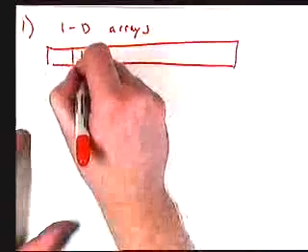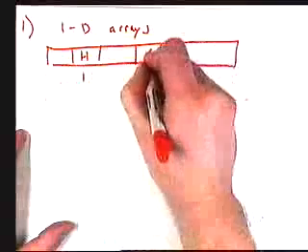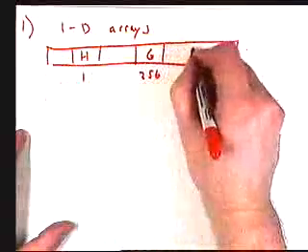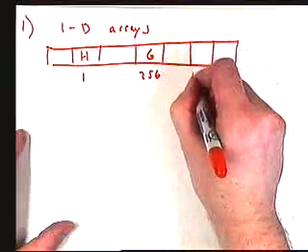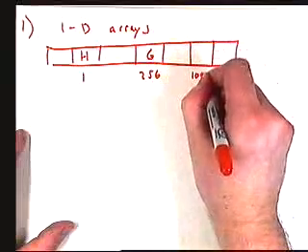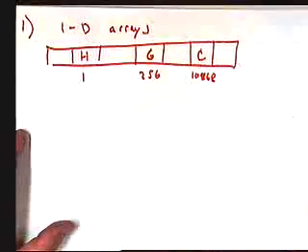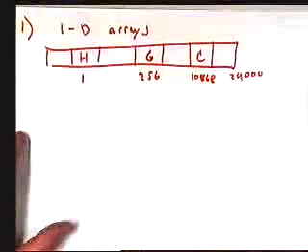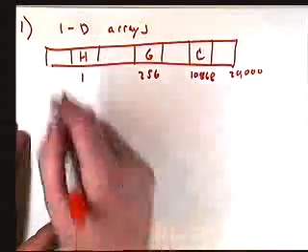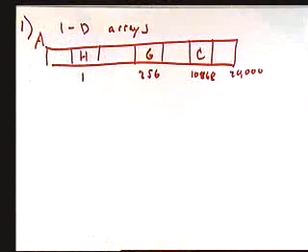So if I have an array where index 1 contains H, and index 256 contains G, and index 10,868 contains the element C, and maybe overall we have 20,000 cells. Only 3 of them are active here. So here's my array A, for example. If I access A of 1, it should return to me H. If I access A of 256, it should return G.